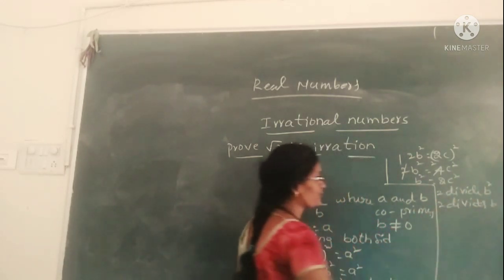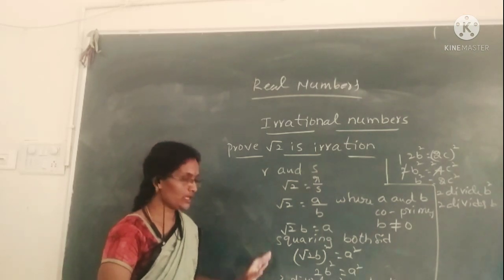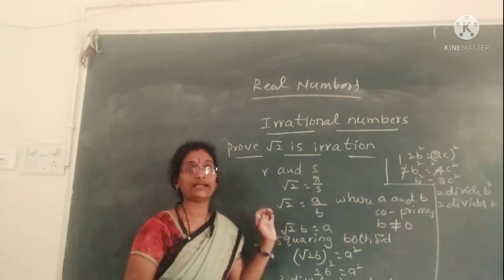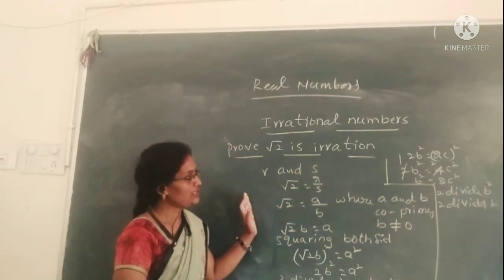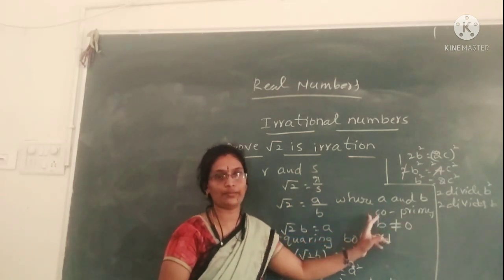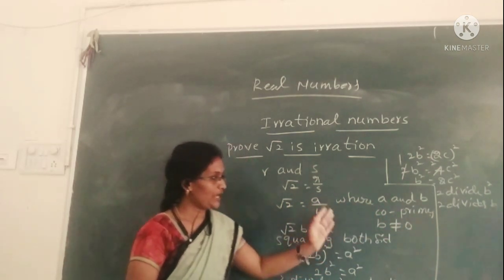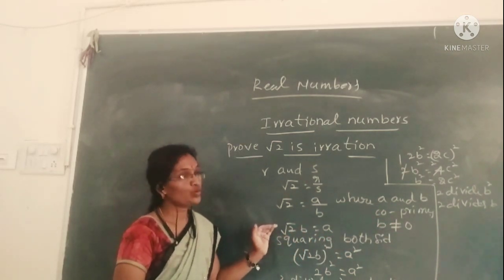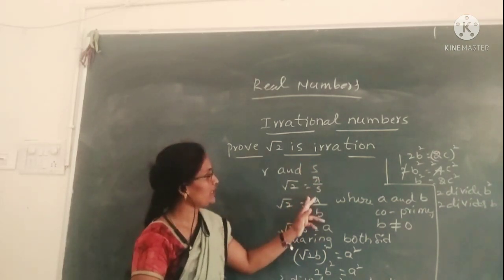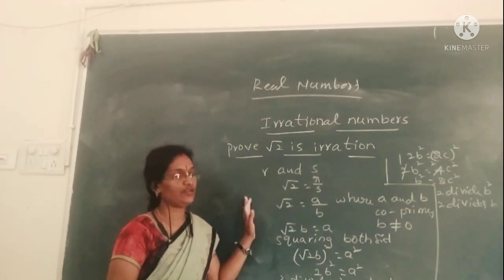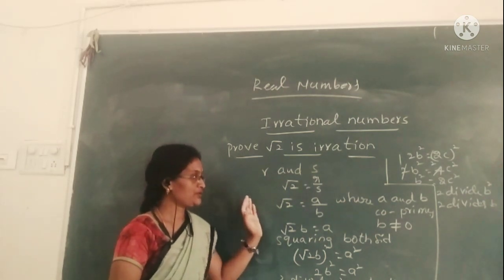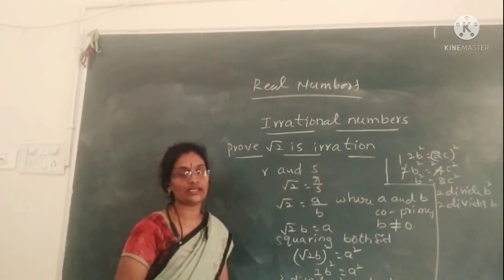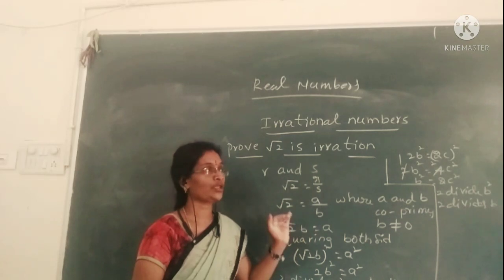So 2 divides both A and B, which means 2 is a common factor. But this contradicts the fact that A and B are co-prime numbers. The contradiction arises from our assumption that root 2 is a rational number. So our assumption is false, and root 2 is an irrational number.